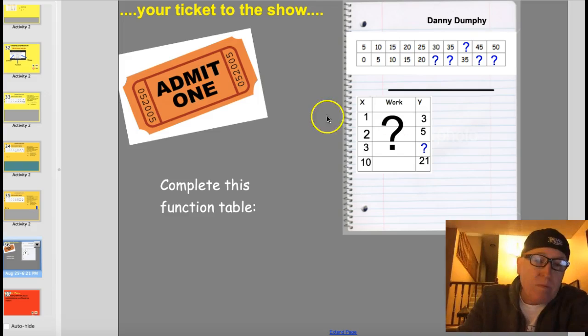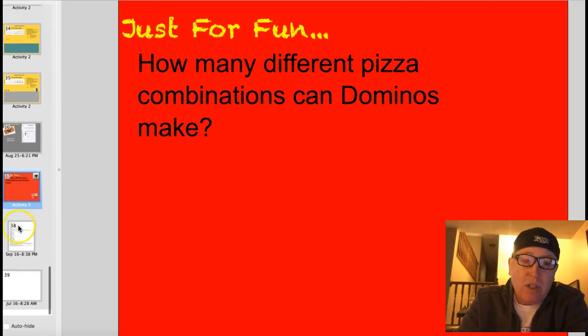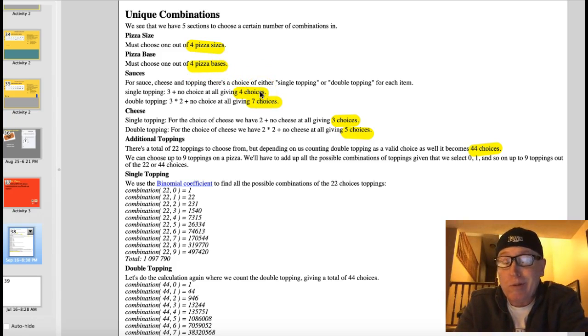Very good. Let's answer our old trivia question. How many different pizza combinations can Domino's make? Well, you have to start thinking about the toppings and the sizes. They have 4 different sizes. They have 4 different pizza bases. And this information is probably actually a few years old, so it's probably even more.